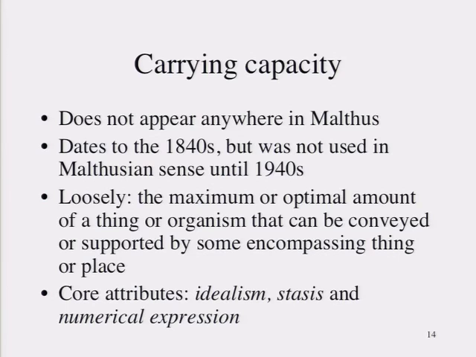Now, I'm guilty here of talking about my own research, so forgive me, but carrying capacity does not appear in Malthus. It dates to the 1840s, but it was not used in a Malthusian sense until the 1940s. Its origins are elsewhere. We can loosely say that it's the maximum or optimal amount of a thing or organism that can be conveyed or supported by some encompassing thing or place, but that's a huge, ugly mouthful and doesn't particularly help us. Its core attributes, if you look at its uses over time, are that it's idealist. There is a sort of ideal carrying capacity that you can just attribute to something in terms of how much of something it can support. It's static. The ideal is that you will arrive at a number that is somehow fixed. And it's numerical or quantitative.